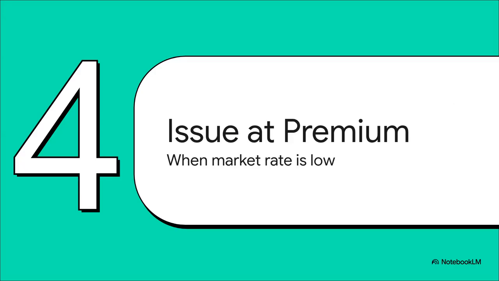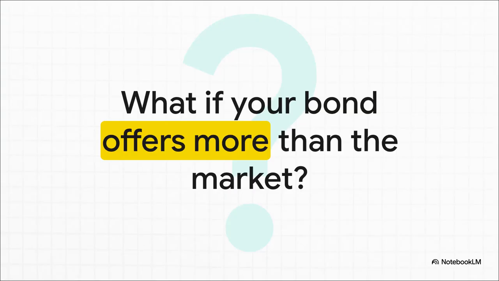Make sense? All right, moving to Section 4, issue at premium, which happens when the market rate is low. Let's totally flip the script here. Suppose market interest rates have actually dropped since you printed your bond certificates. Your bond is paying a really generous 8%, but the current market only demands 6%. Well, in this case, investors are going to be practically trampling each other to buy your bond because it's paying out way more than the competing investments out there.